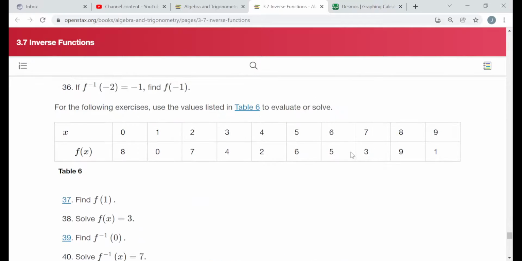All right, so we're using a table, kind of like earlier in the video. It says for the following exercises, use the values in table 6. So we have a function f represented by this table: x values in the first row, and then f of x, the outputs, in the second row. If you just switch these, you'd have the inverse, right? Instead of 0 going to 8, you have 8 going to 0. That's f inverse. So for number 38, we're asked to solve f of x equals 3.